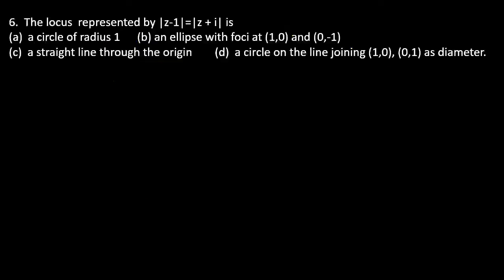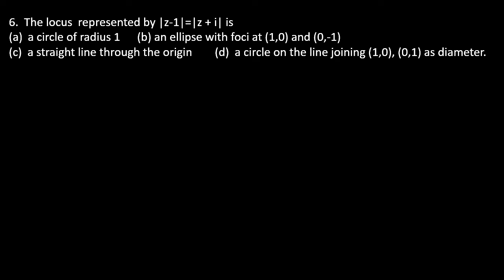Next problem. The locus represented by mod of z minus 1 equal to mod of z plus i is a circle of radius 1, an ellipse with foci 1, 0 and 0, minus 1, a straight line through the origin, a circle on the line joining 1, 0 and 0, 1 as diameter.